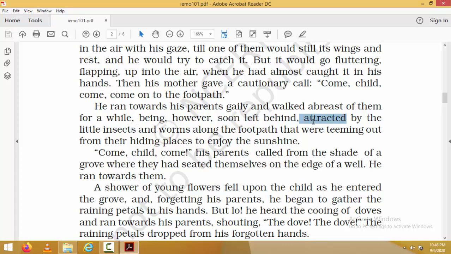Again, left behind, attracted by the little insects and the worms along the footpath, which were teeming out from their hiding places to enjoy the sunshine. Teeming means coming out in large numbers.